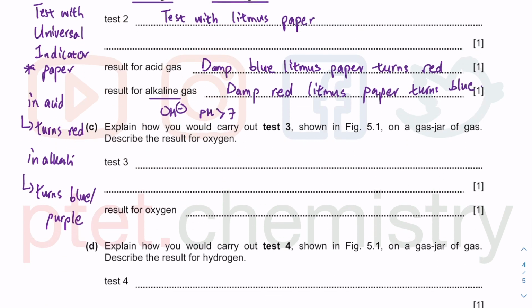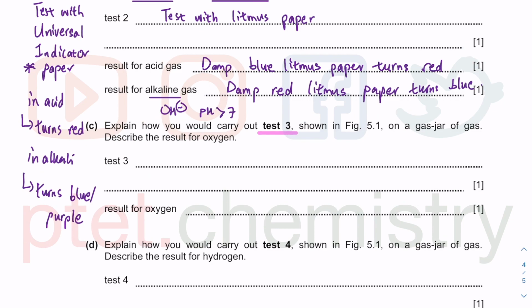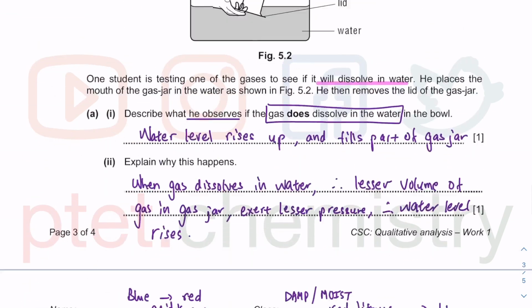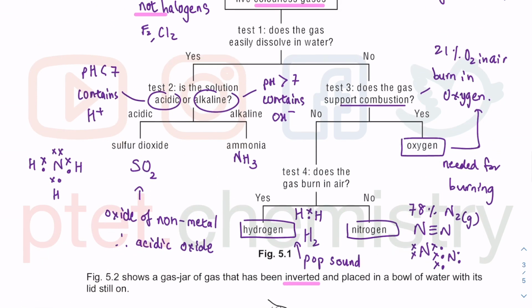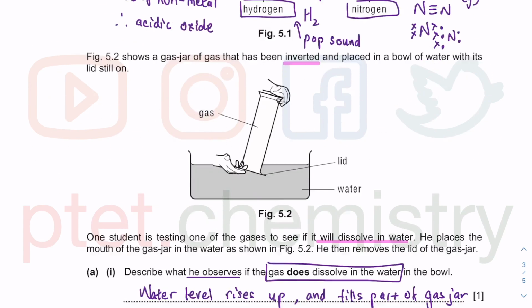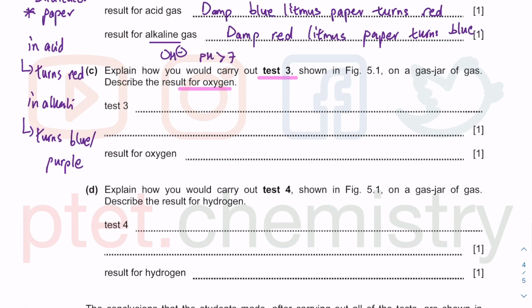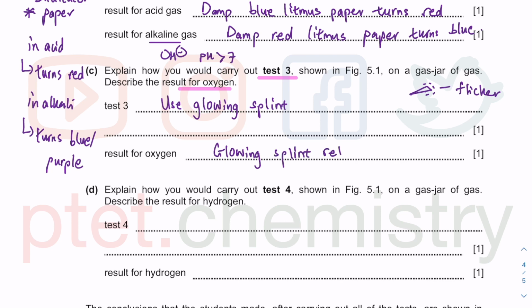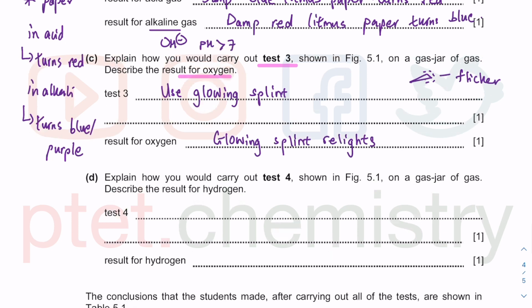Okay. Now, how would you carry out test 3? Describe the result for the test on oxygen. So test 3 is basically, does it support combustion? What is the test for oxygen? Well, we're going to use a glowing splint. A glowing splint is one where you no longer have the fire burning, but instead you have the flicker, the remaining bits of the fire. And the glowing splint will relight in the presence of oxygen, because oxygen supports combustion. So it goes back to flame again.